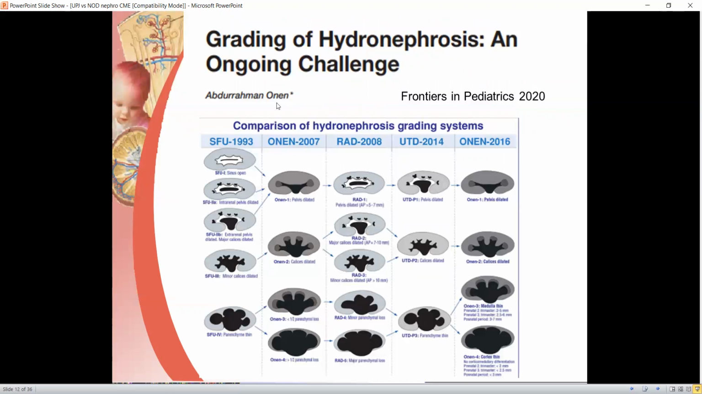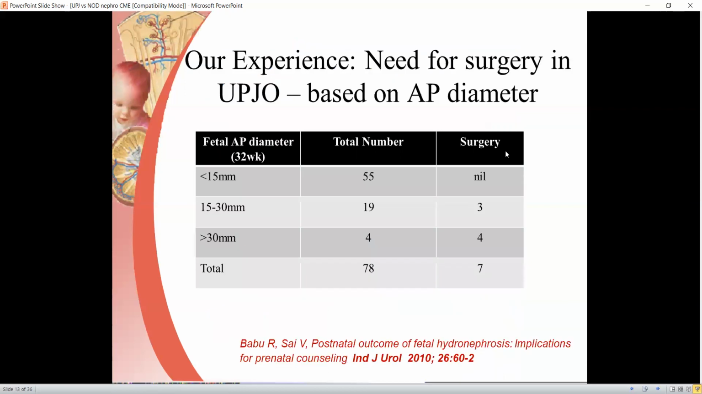Now, Onen kept on improving the grading of hydronephrosis. He kept adding things like parenchymal thickness, whether it is central or peripheral, and then where exactly the parenchymal thickness is, whether it is in the poles or the periphery. So the Onen grading kept on improving in terms of morphology. We looked at the fetal AP diameter, and then we found that those with a fetal diameter of more than 30 millimeters are the ones who definitely need surgery.